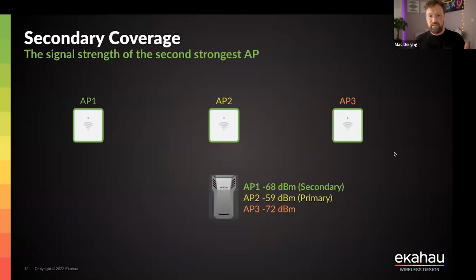So to reiterate, secondary coverage is required for redundancy on the access points level, for more capacity, and most importantly, for spotless roaming.